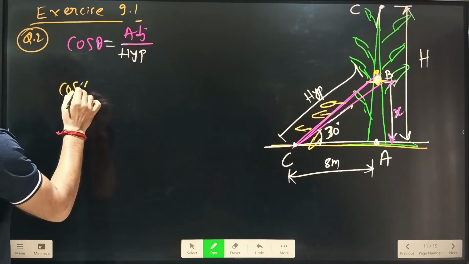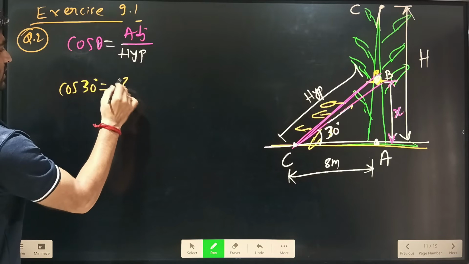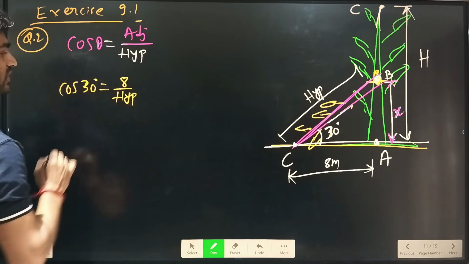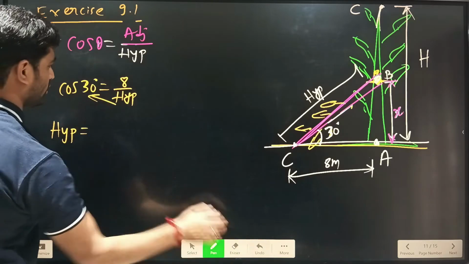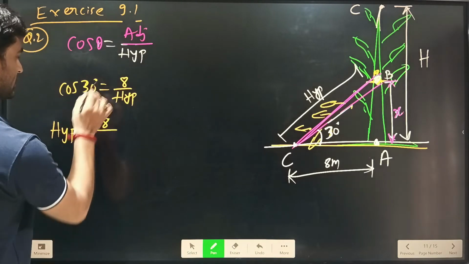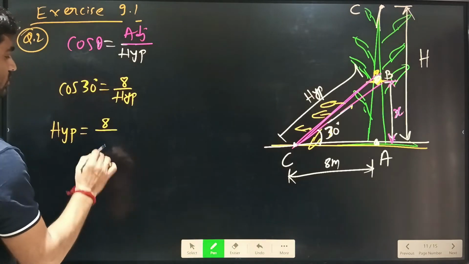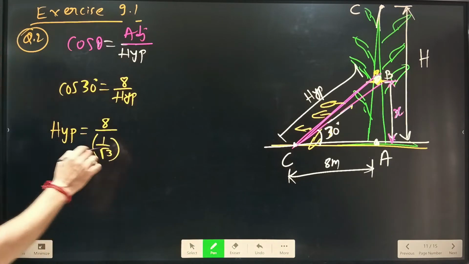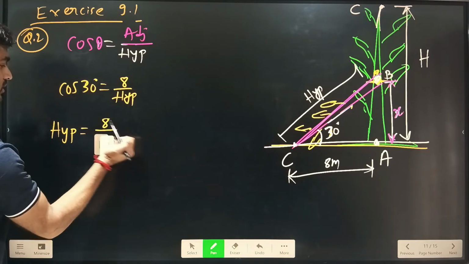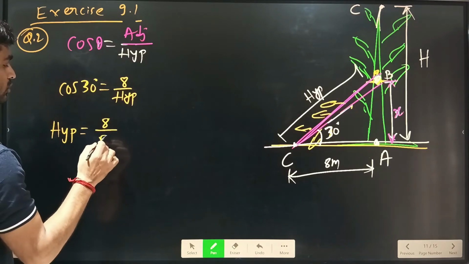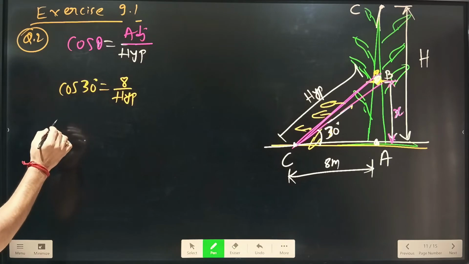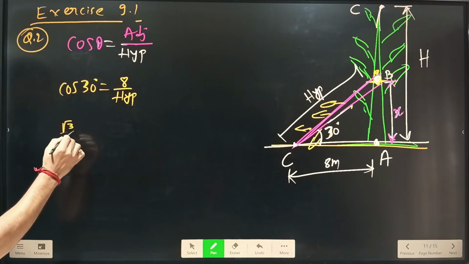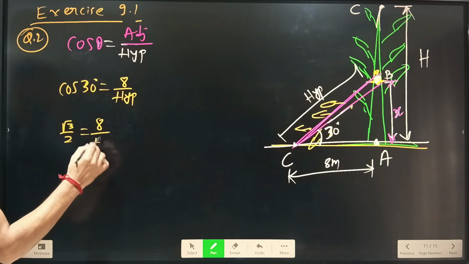Then what is the adjacent value? Cos of 30 degrees is equal to 8 by hypotenuse, or hypotenuse is equal to 8 by cos 30. What is cos 30? Is it 1 by root 3? Sorry. Cos 30 degrees is root 3 by 2 from the standard table. So cos 30, root 3 by 2, is equal to 8 by the hypotenuse side.